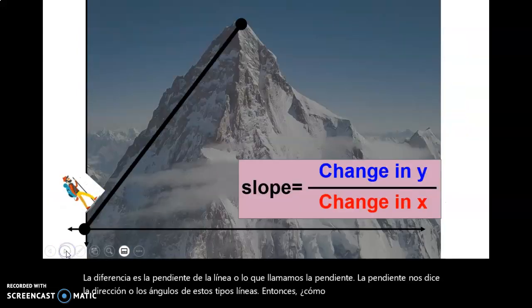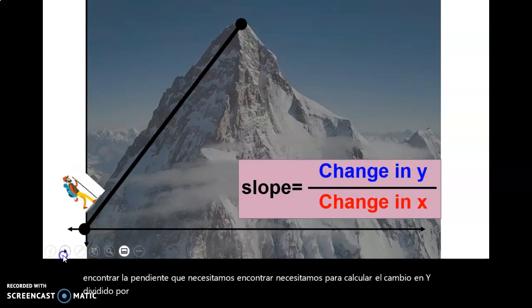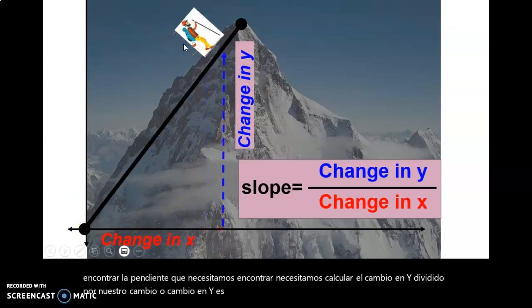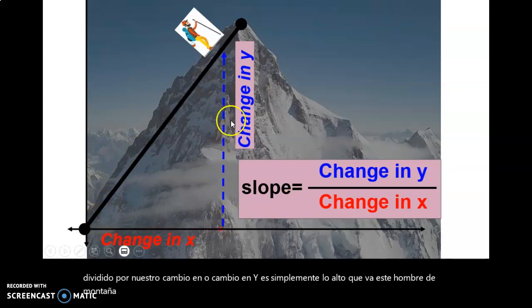To find slope, we need to calculate the change in y divided by our change in x. Well, our change in y is simply how high this mountain man goes and how far to the right he goes.